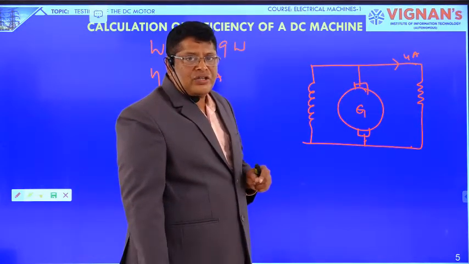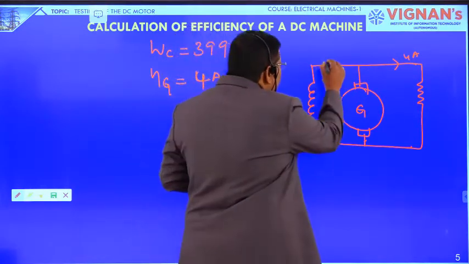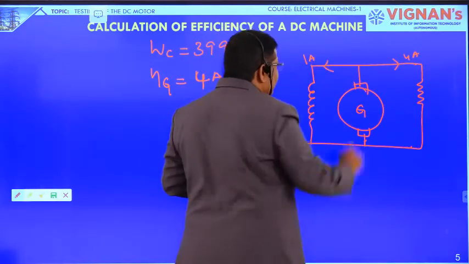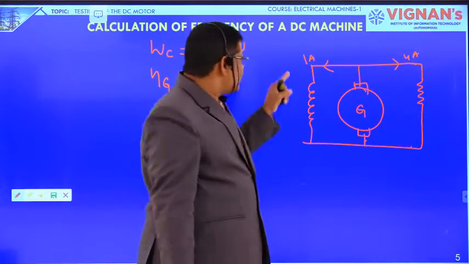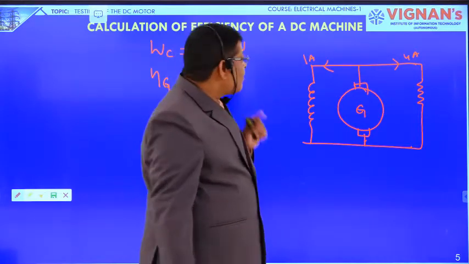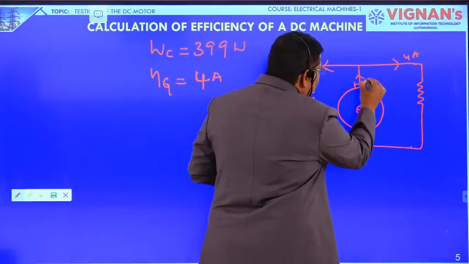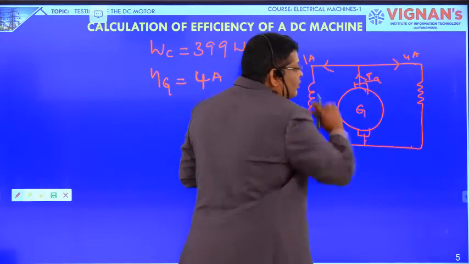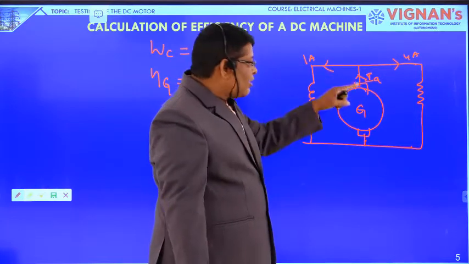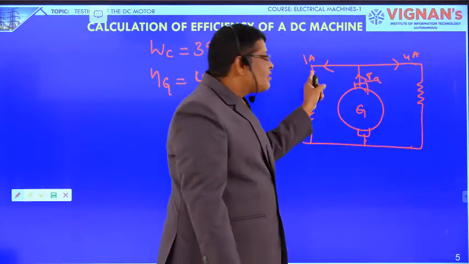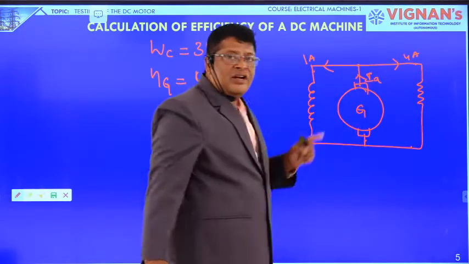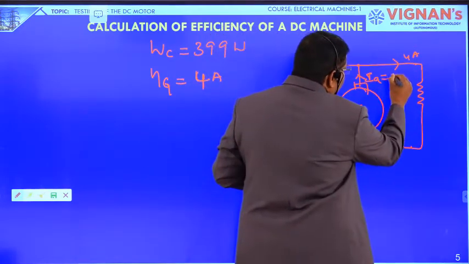From the Swinburne test, we know how much current is flowing through the field winding. That is 1 ampere of current. How much is the armature current here? The armature current is equal to the sum of these two currents, nothing but the load current plus the shunt field current. If you apply Kirchhoff's current law here, in the case of a generator, the armature current is equal to 5 amperes.